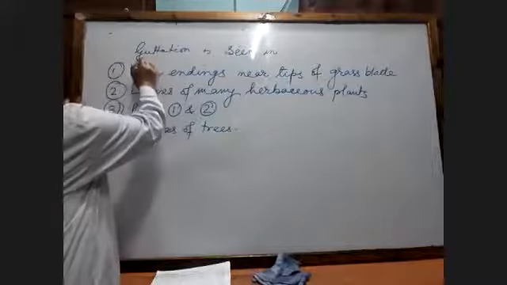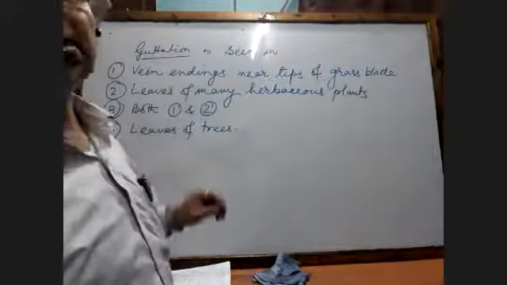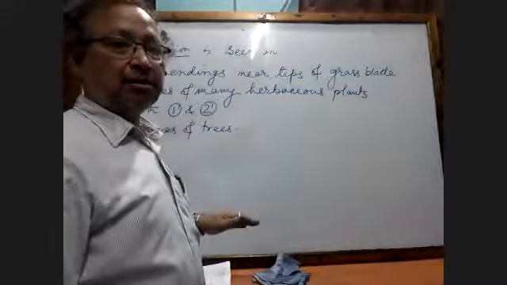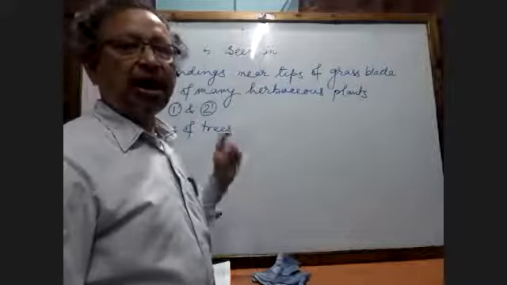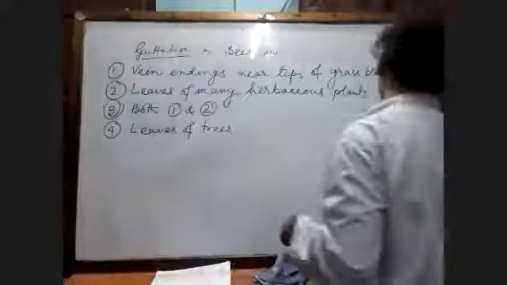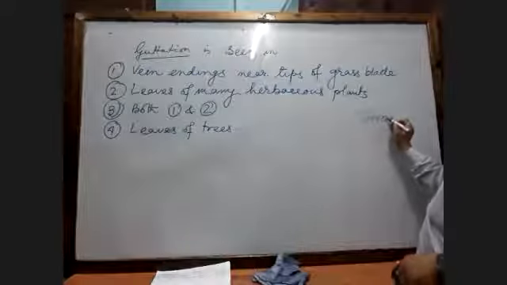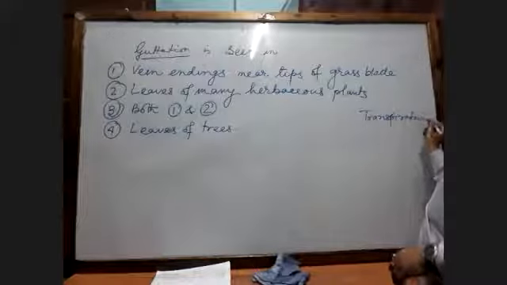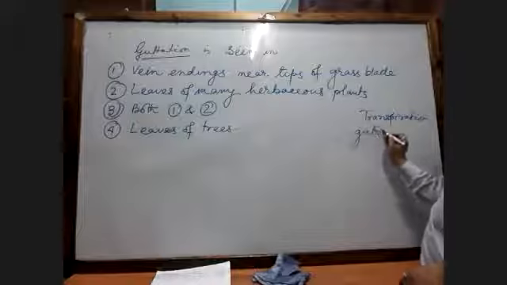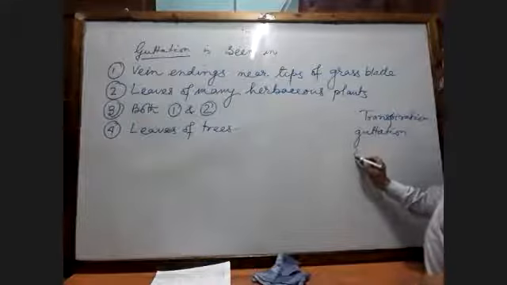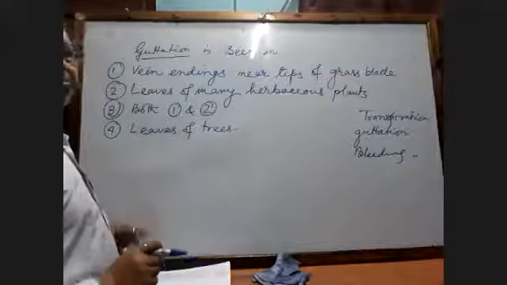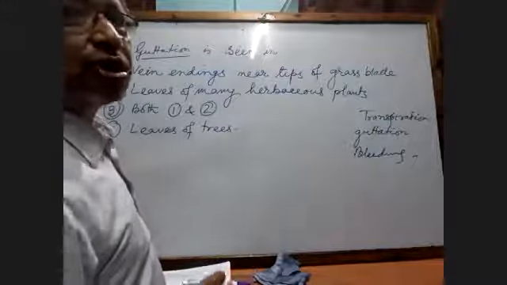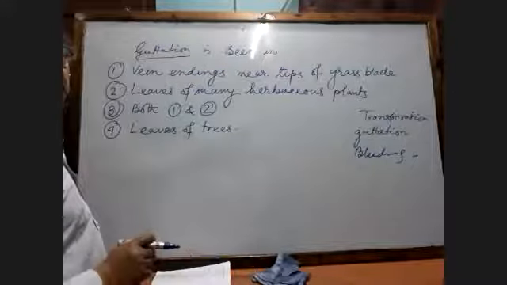Guttation is also a process through which water is lost by the plant. Water is lost by the plant with transpiration, guttation, and bleeding. So three ways: transpiration, guttation, and bleeding. Transpiration takes place directly, that is through the stomata, lenticels, through the bark, through the cuticle.